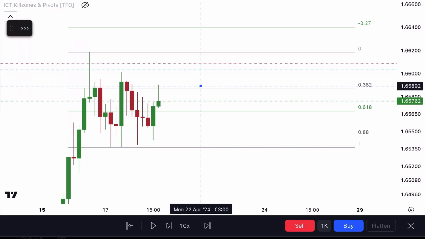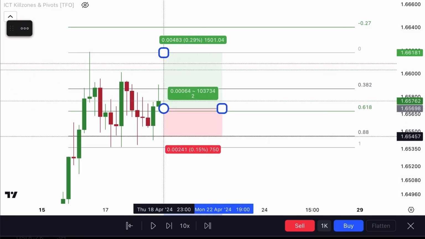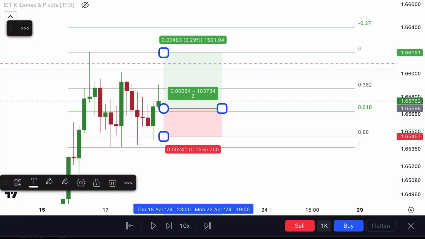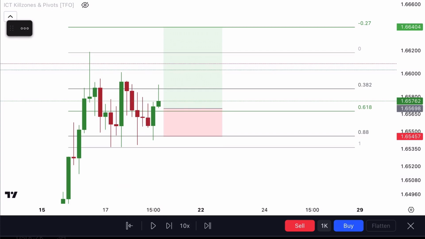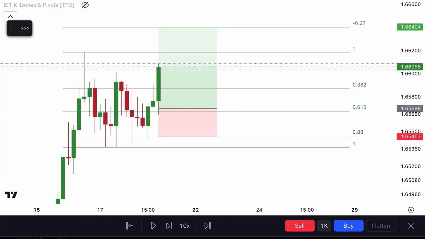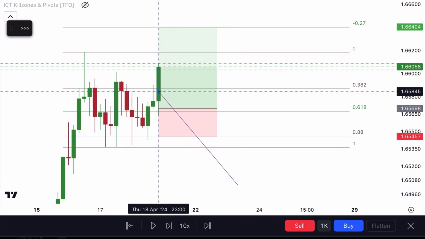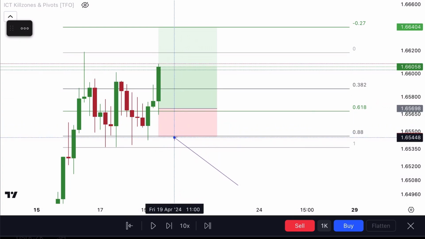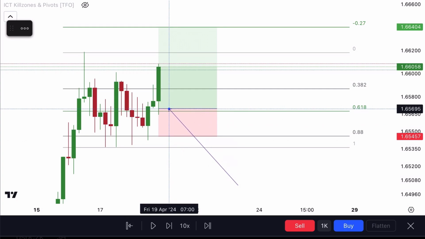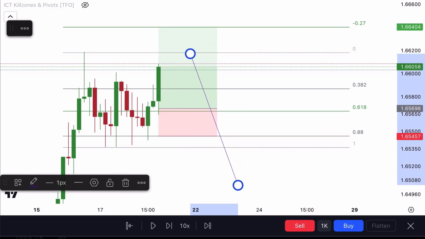So we're going to put our entry on the 61 or near the 61, choice is yours. Stop loss at the 88 and TP on the negative 27. So right here, you see price has tapped us into the trade. And it also broke the 38 level. So now our stop loss can go from our stop loss point to break even, and we can enjoy a risk-free trade, riding it all the way to TP.